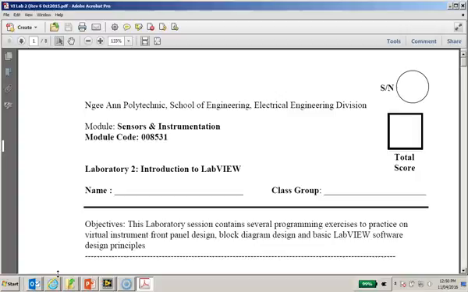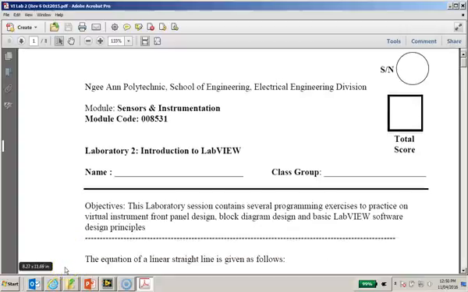Today, we are going to be on the Remote Learning Package 1. And I would like to introduce to you Lab 2, Introduction to LabView. In this lab, the main objective, as you can see on the screen, is that it allows students to learn several things.